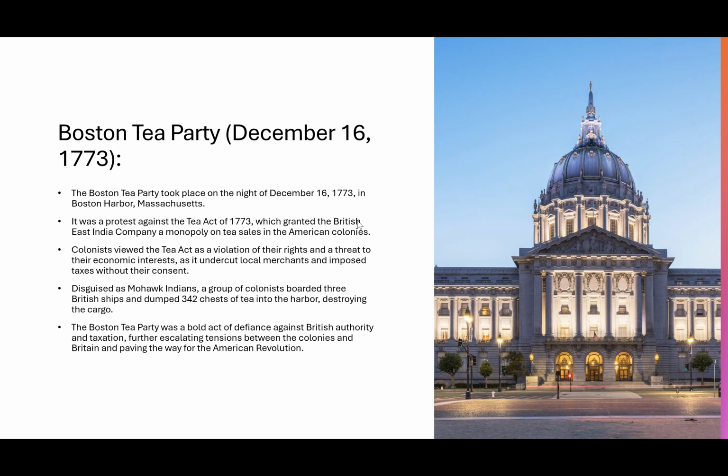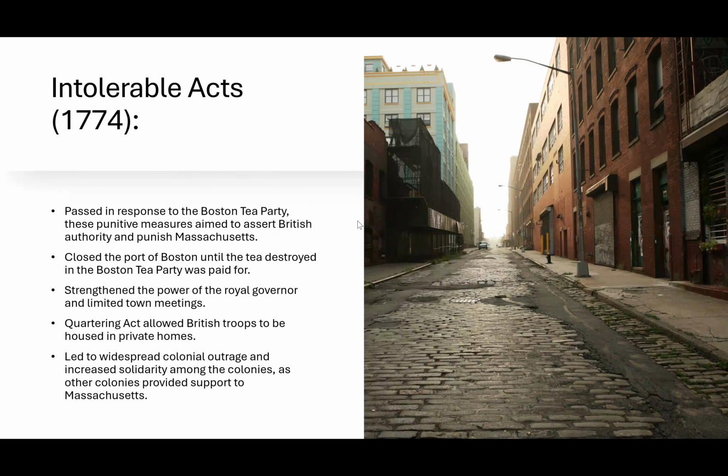Right, so this was seen as a total defiance against British authority and taxation, further escalating the tensions between the colonies and Britain. So after that, we had the implementation of the Intolerable Acts of 1774, right? It was passed in response to the Boston Tea Party, and these punitive measures aimed to assert British authority and punish the colony of Massachusetts. So they closed down the entire port of Boston, right?